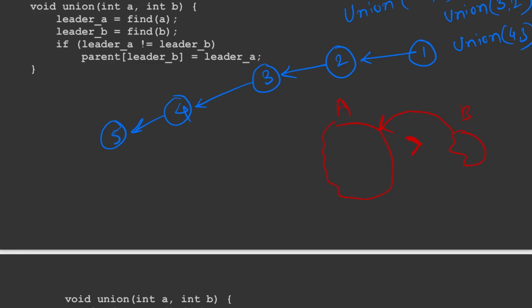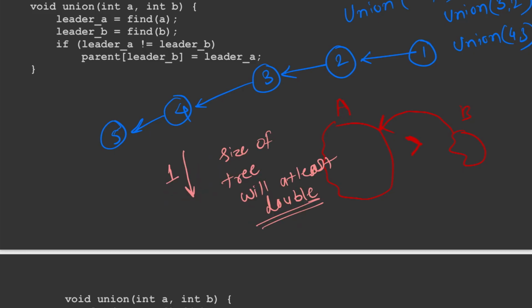So how exactly will this reduce the time complexity? Actually, this reduces our time complexity from O of n to O of log n. So this is the key observation here. When the depth of the tree is increased by 1, the size of the tree will at least double.